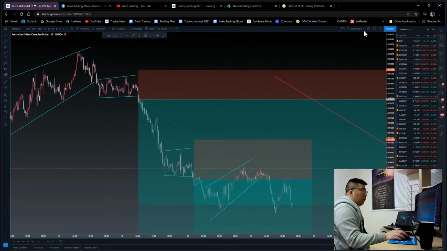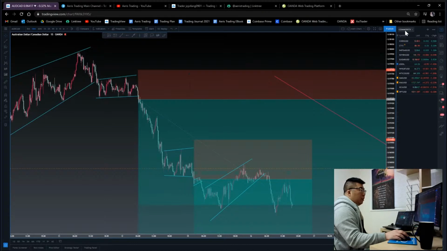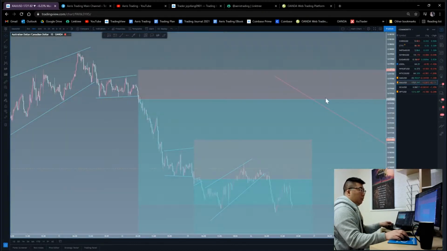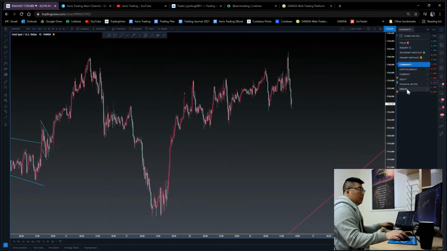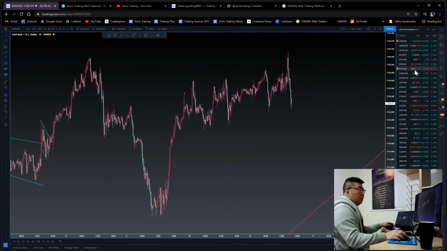I trade all the major markets. Currency is the market I focus on, but I would trade commodities, right? I look at commodities as well. I look at indices, of course, and I look at crypto as a long-term approach. So I would trade crypto as well.